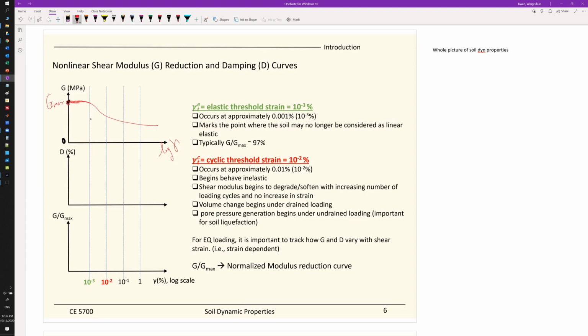First of all, there are a couple of different strain levels. First is 10 to the power of -3 percent. We call this the elastic threshold. So between 0 and this shear strain level, the soil will behave as linear elastic.